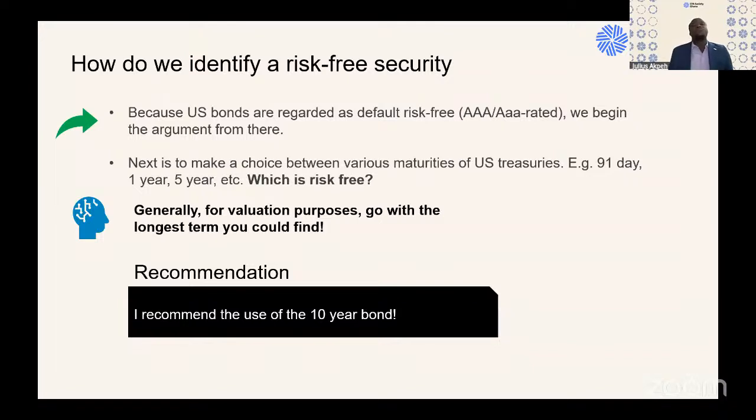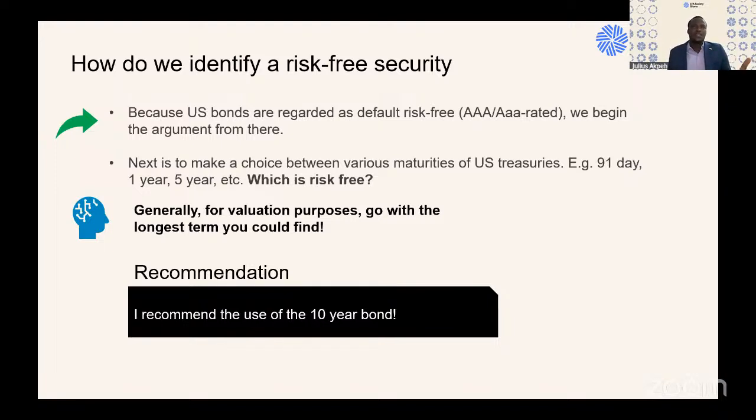That's why we always begin the argument from the US market. In most finance textbooks, a lot of arguments begin from the US market. The US market is used as a reference point in everything. Because the US market is AAA rated, we start the argument from there, and then we can find a risk-free instrument. But this is the point.